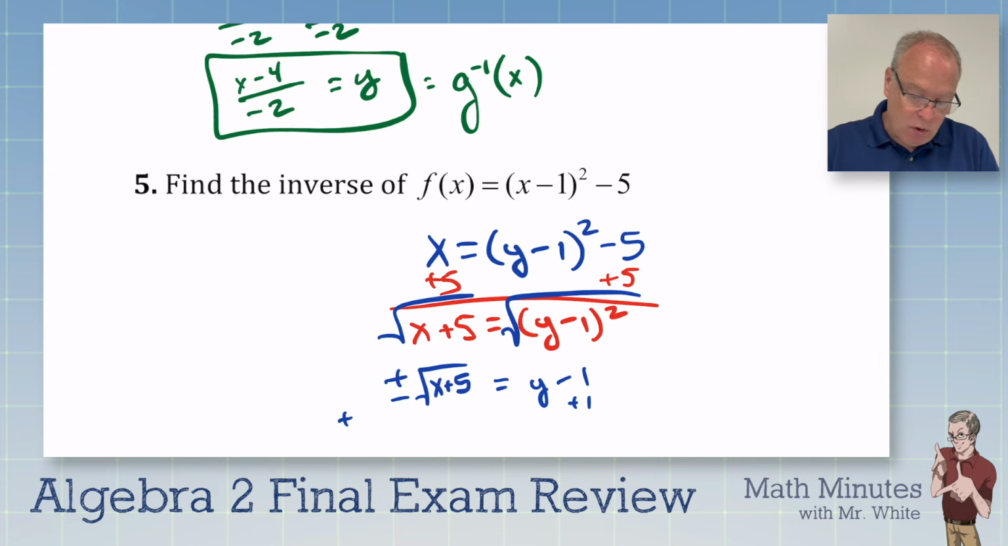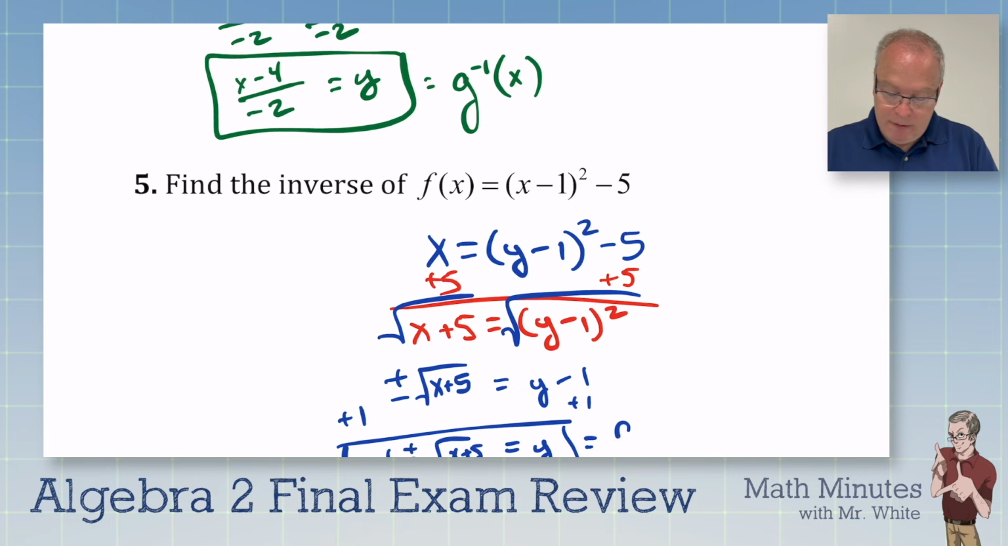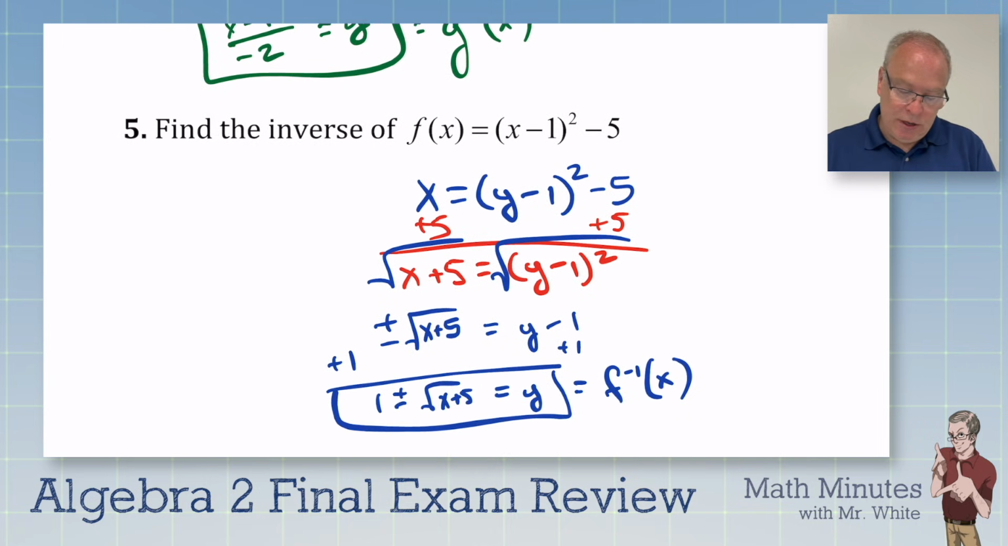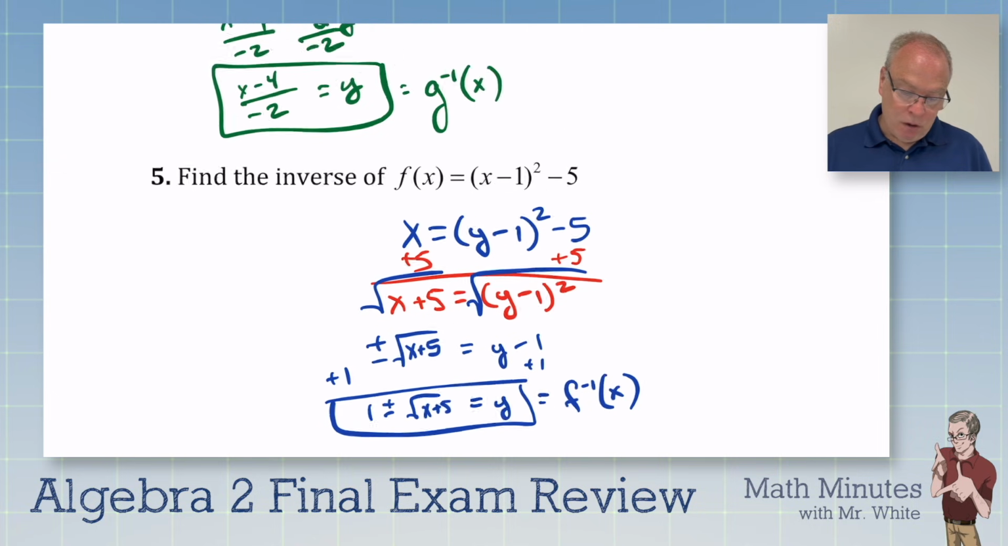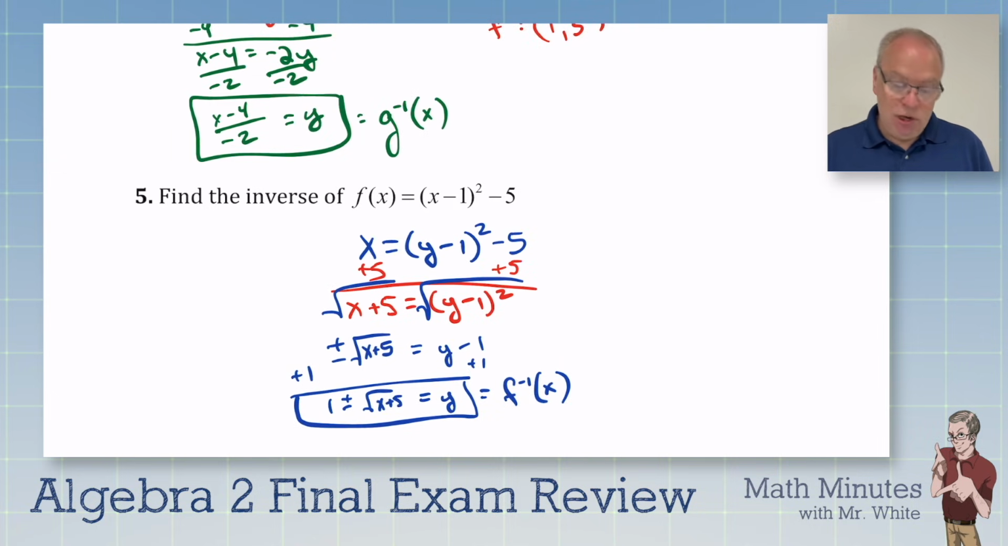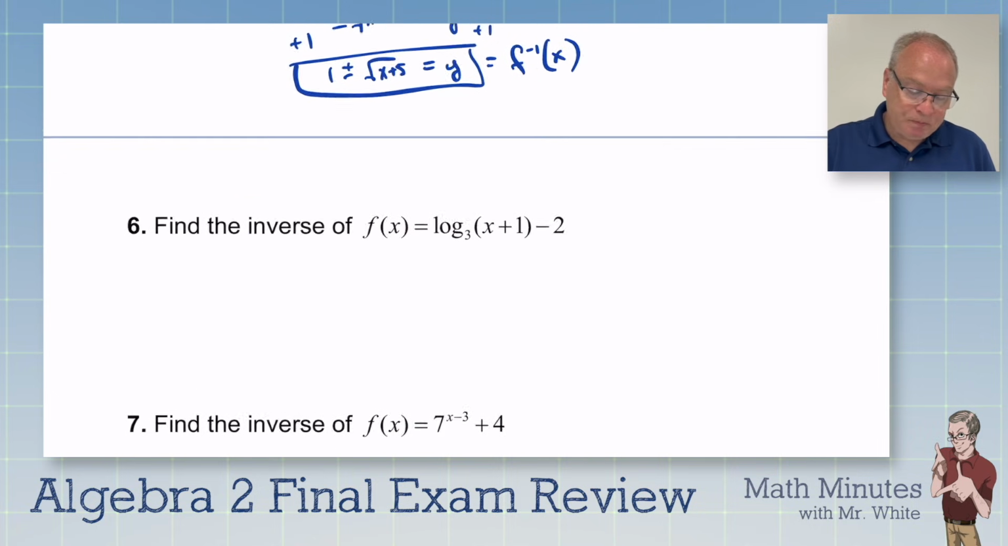I'm then going to add 1 to both sides. So I get 1 plus or minus the radical of x plus 5 is the inverse of f. So again, that is how we would write that properly. If this were multiple choice, I'm sure they'd use that notation. All right, so that's the end of page 1. We're moving right along.